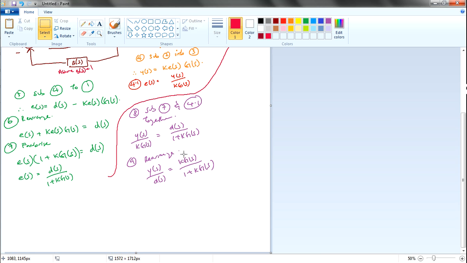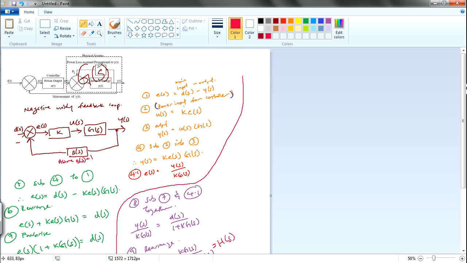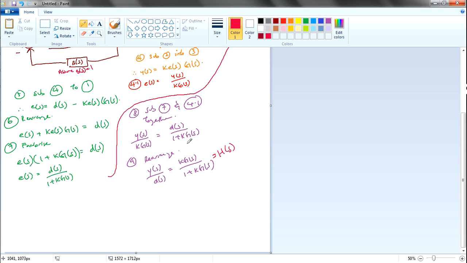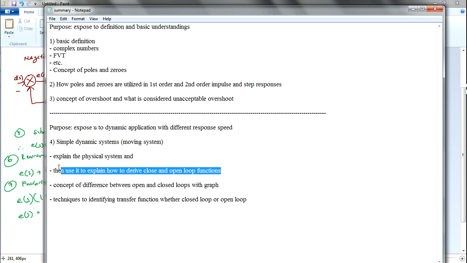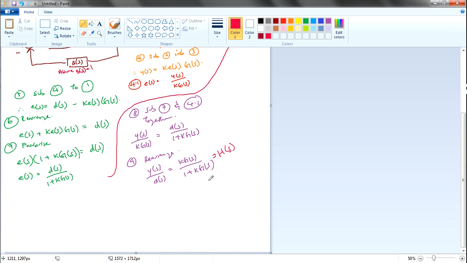So eventually, a lot of equations will be in terms of this transfer function. In other words, this is a transfer function. We can call this H(s) equals to, please do not be confused with my transfer function as I said earlier, this G(s). So G(s) is within H(s). So it's like something inside something. So I think I've managed to explain it quite well in terms of deriving the open and closed loop system.